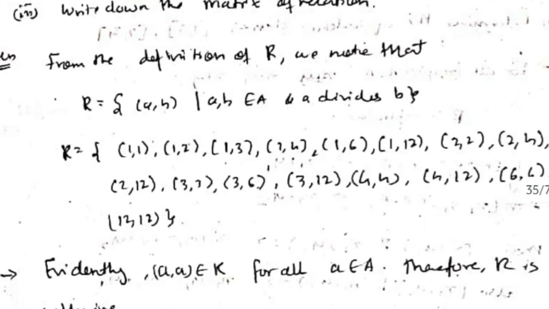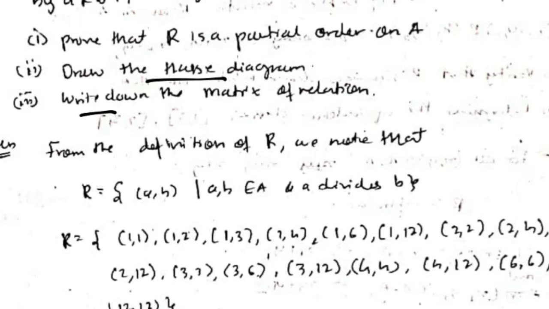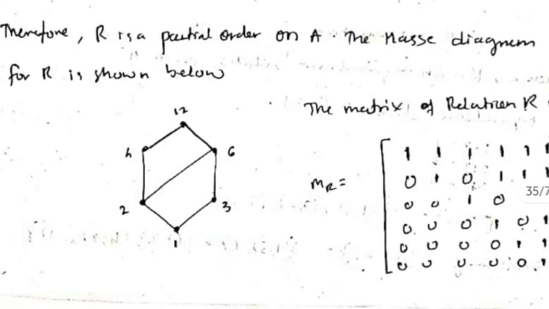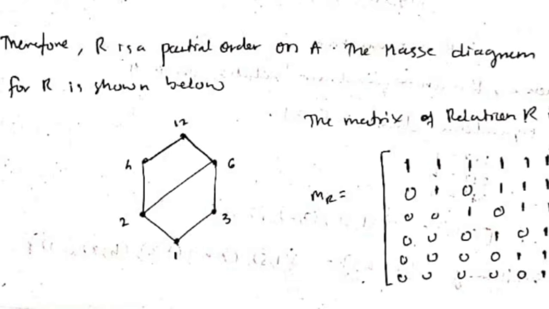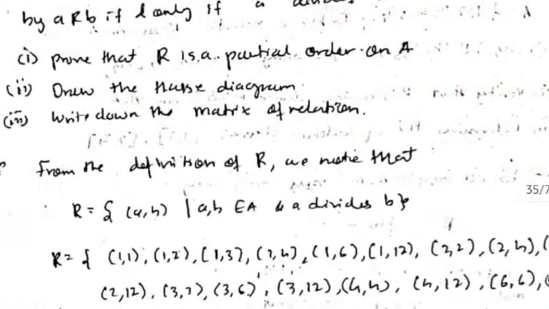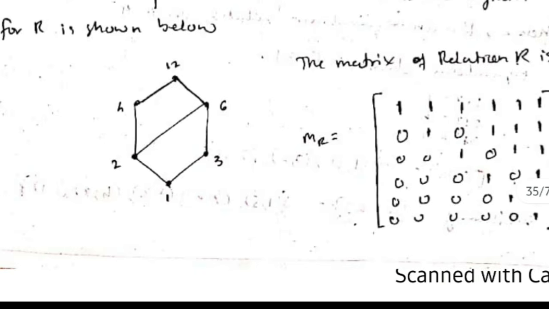In the next question, we have been asked to draw the Hasse diagram and write down the matrix of the relation. For the Hasse diagram, first write how many elements there are. The set A is 1, 2, 3, 4, 6 and 12. We will write the least element first, and 1 is related to 2, then in the next level 1 is related to 3, right? In that way we will continue: 3 is related to 6, and 2 is connected to 6, and 4 also. So in that way you will be increasing levels.